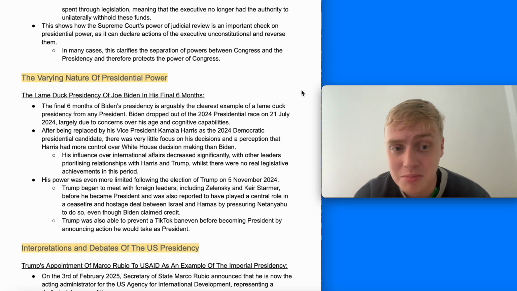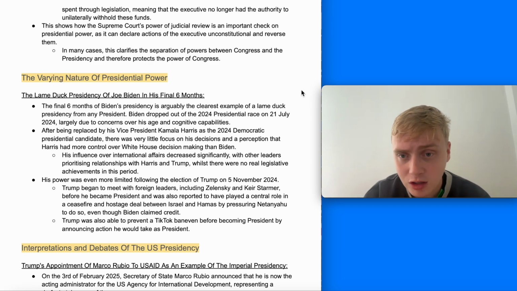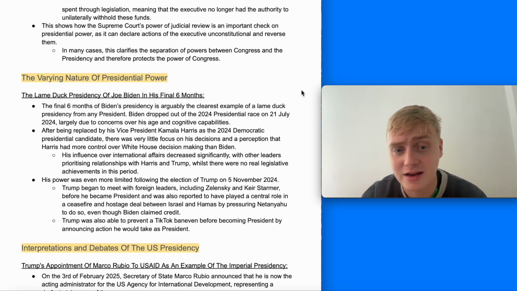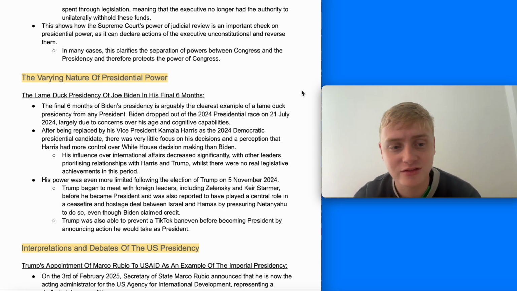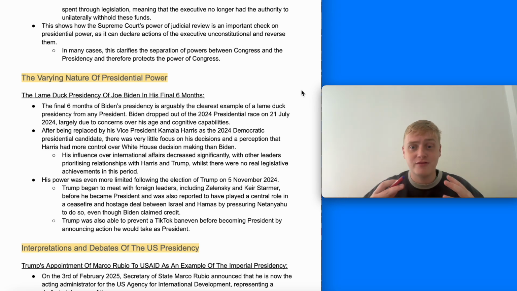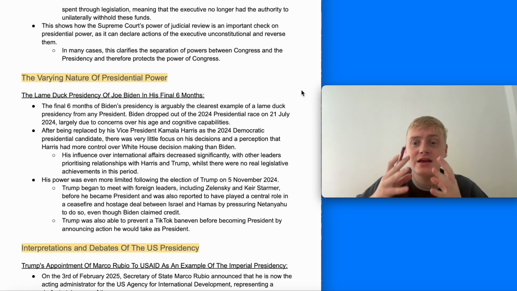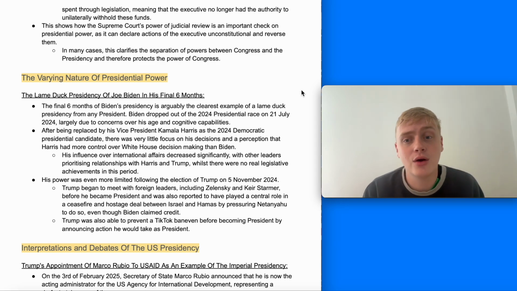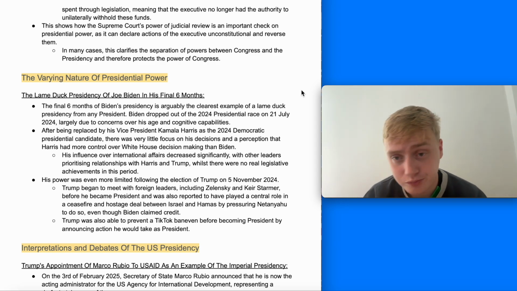Trump began to meet with foreign leaders, including Zelensky and Keir Starmer, before he became president, and is reported to have also played a key role in the ceasefire and hostage deal between Israel and Hamas by pressuring Netanyahu to do so. And Trump was also able to prevent a TikTok ban even before becoming president by announcing action he would take as president. So together, this shows that effectively in the last 6 months, Biden had very, very little power, and it shows how a president's power can change across their term.